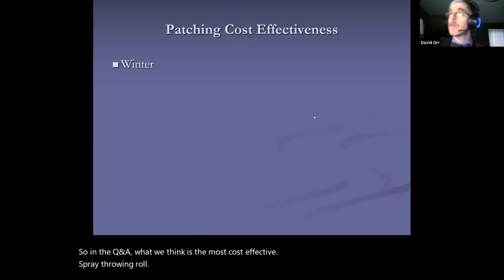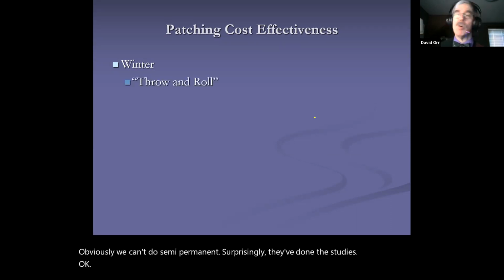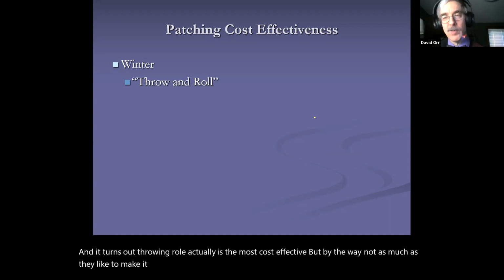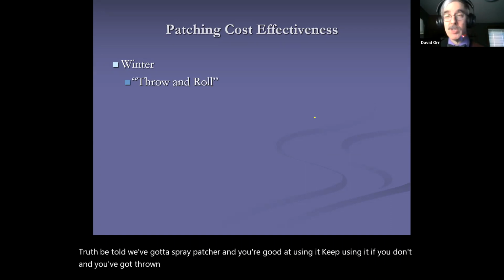Obviously, we can't do semi-permanent. Surprisingly, they've done the studies, okay? And it turns out throw and roll actually is the most cost effective. But by the way, not as much as they like to make it out. Truth be told, if you've got a spray patcher and you're good at using it, keep using it. If you don't, and you've got throw and roll, use that. They both work pretty darn well.